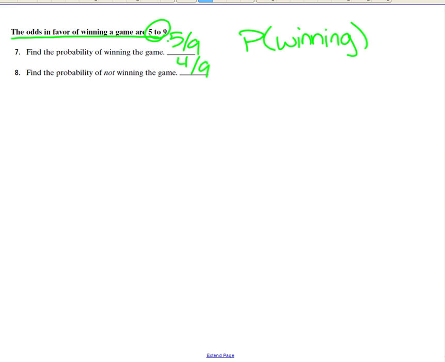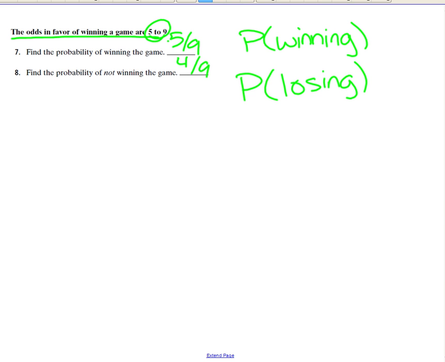Is the difference in what it's asking you here. When we talk about not winning, is that the same as the probability of losing? Are those the same thing? Probability of losing and probability of not winning. No, actually, one you're losing and one you're winning. If you don't win, if you're not a winner, you're a loser.